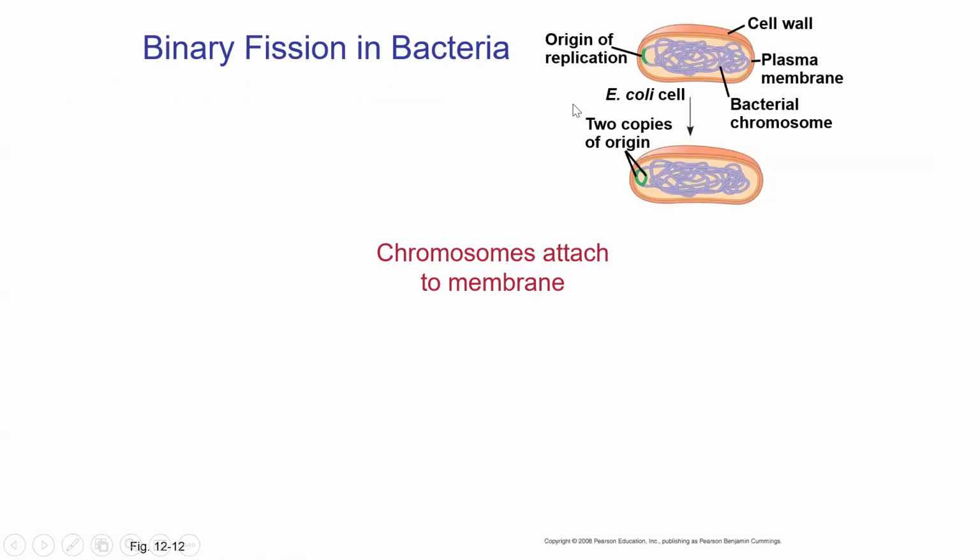So the process of cell division in bacteria is not mitosis or meiosis, it's called binary fission. Binary means two, fission means cutting in half. So what this means is we're cutting the cells in half and making two cells. I don't know why we have to have a technical term for this, why we can't just call it cell division, but this is the way.